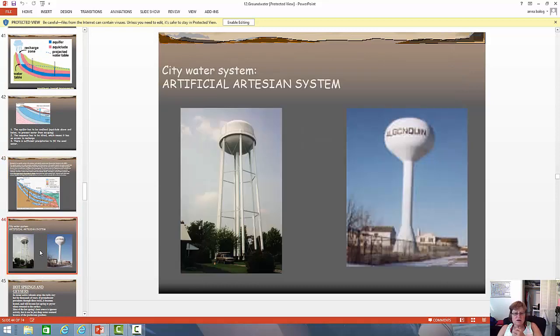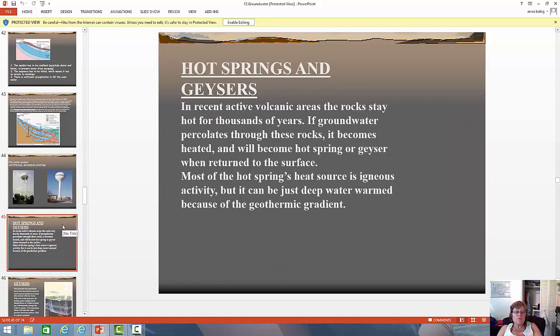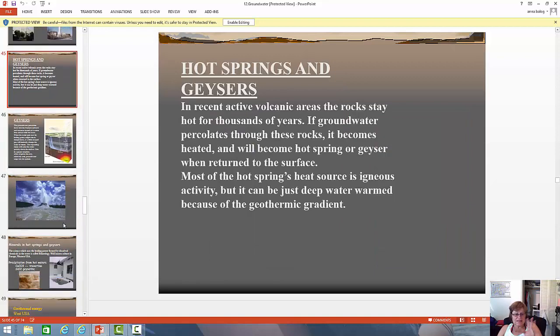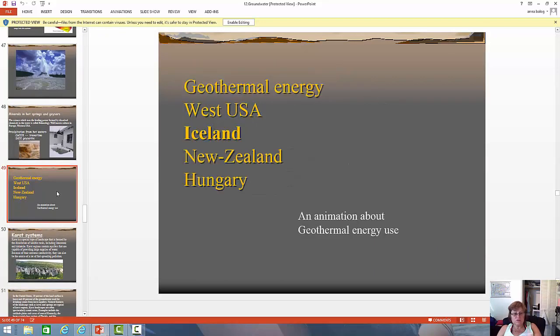The artificial artesian system is the water tower, remember? Then know a little bit about the hot springs and geysers. How do they work and why do they import geothermal energy? That is because of the hot springs underneath.